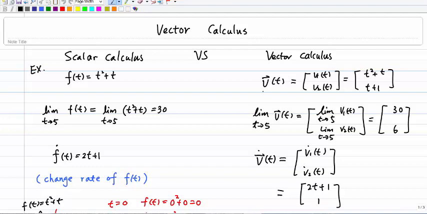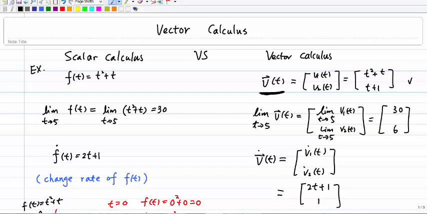When we have a vector function, which means I have a vector which is a function of t. Of course, because it is a vector, we have numerous elements in the vector, and each element is a function of t. For example, if v(t) is composed of two elements, v1(t) and v2(t), and in particular v1(t) is t squared plus t, and v2(t) is t plus 1, this is my vector function. For this one, I also can do vector calculus.